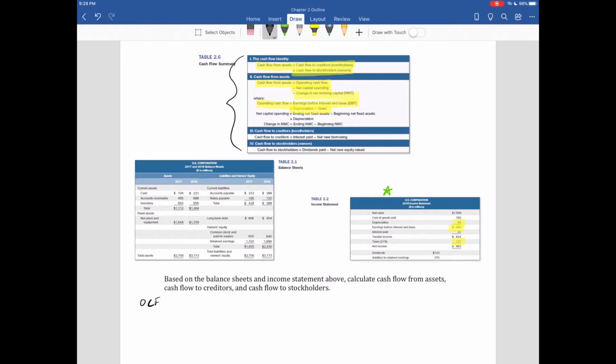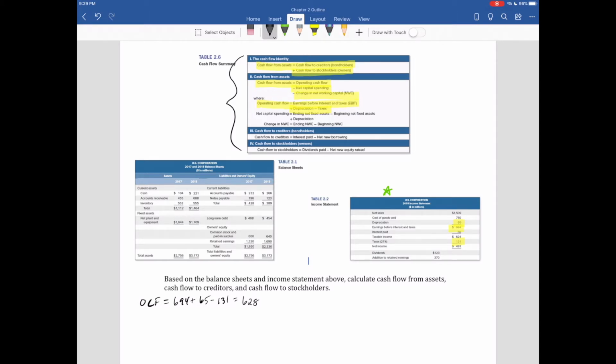So your operating cash flow for this U.S. corporation for 2018 is equal to EBIT, which is 694, plus depreciation, which is 65, minus your taxes of 131, and what we get is an operating cash flow of $628. So what that showcases is that this company generated cash flows from their operations of $628. As mentioned in part 1 of the lecture, if this value is a negative value, that's oftentimes a sign of trouble for a company. It should be a positive value, but this company's cash flows from operations equaled $628.